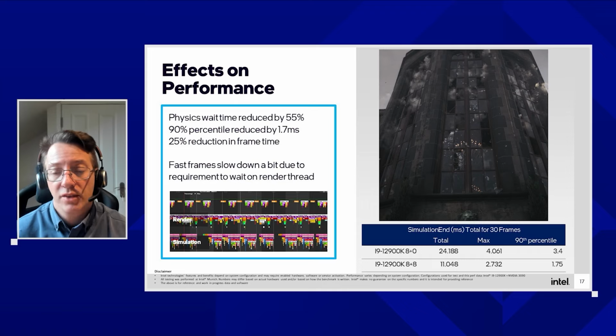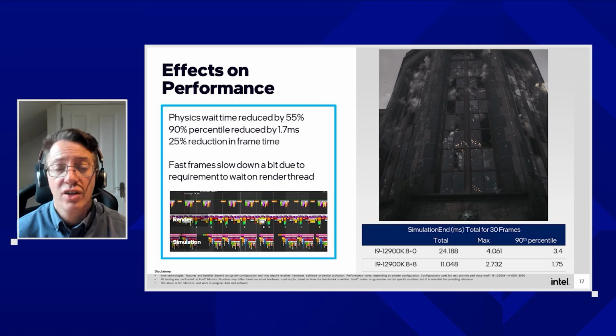This bears out in the results. Again, using that capture tool, we gather 30 frames at a time, and on a system without any E cores, we're spending 24 milliseconds waiting for physics to complete. With the E cores enabled, this drops to only 11. At that 90th percentile I mentioned earlier, we drop from an average of 3.4 milliseconds of wait time to 1.5. So we're reducing the amount of time spent waiting for the physics to complete by 55%.